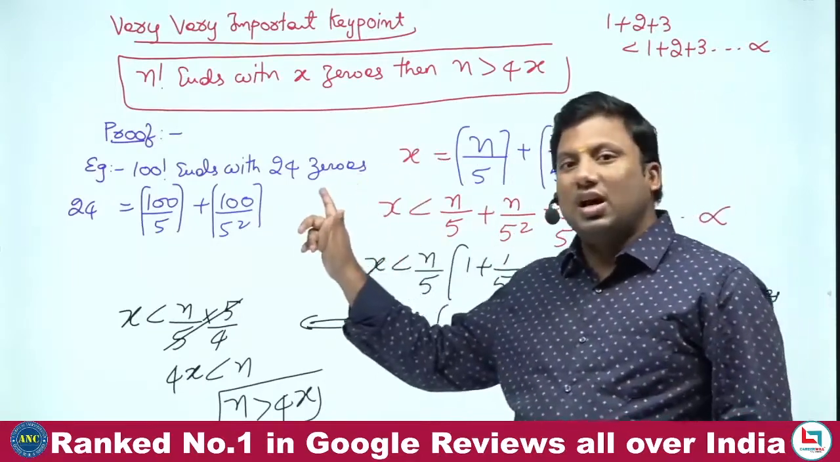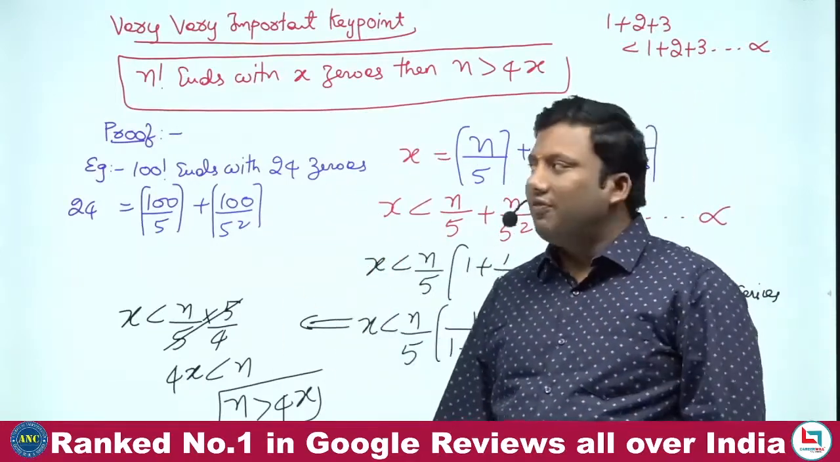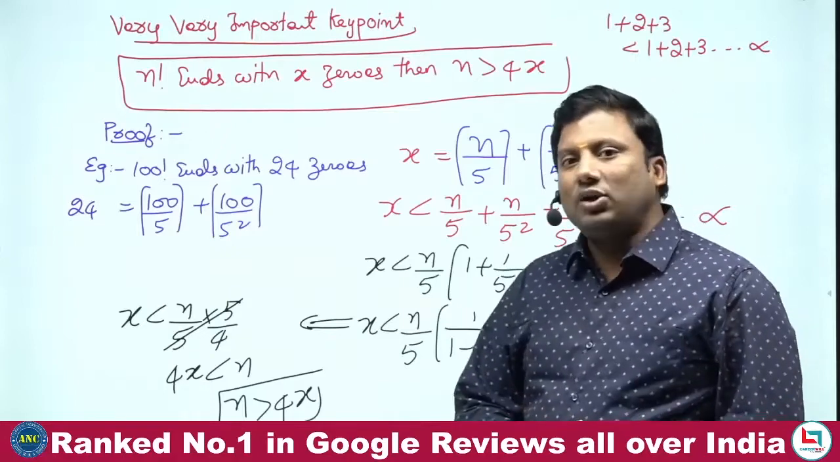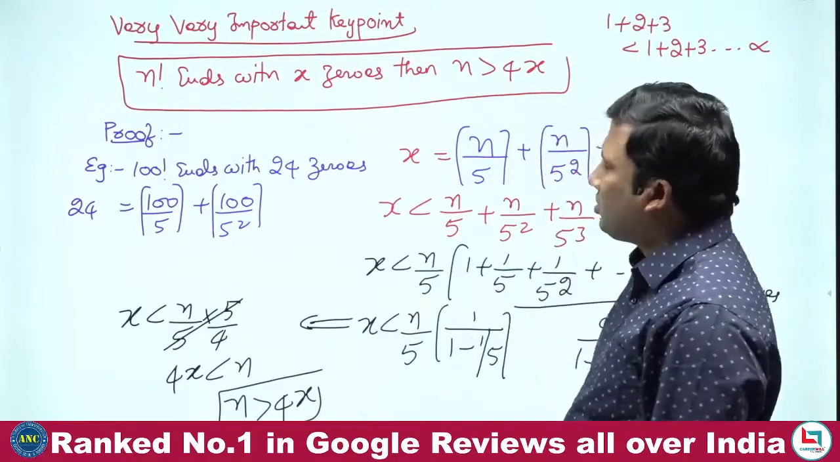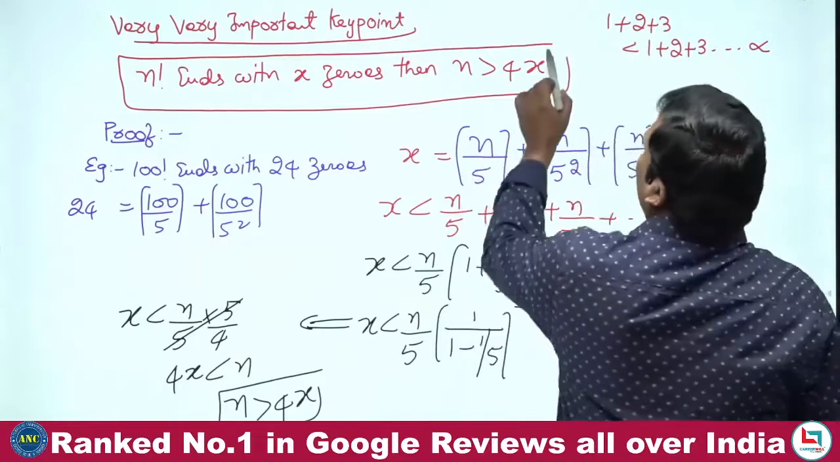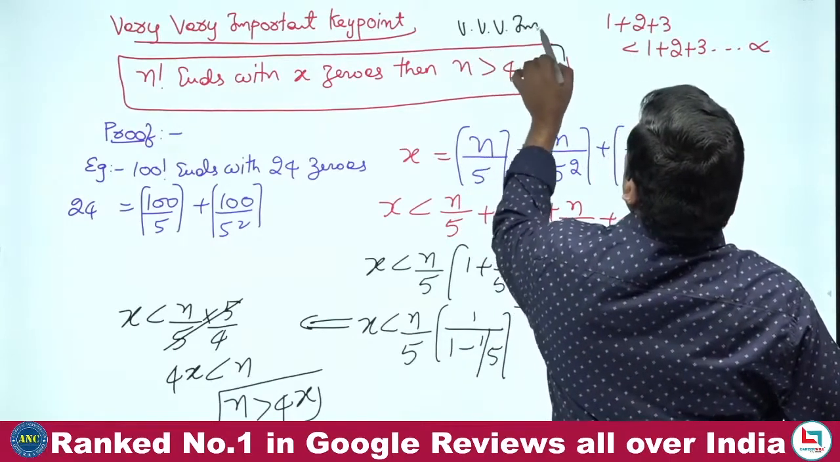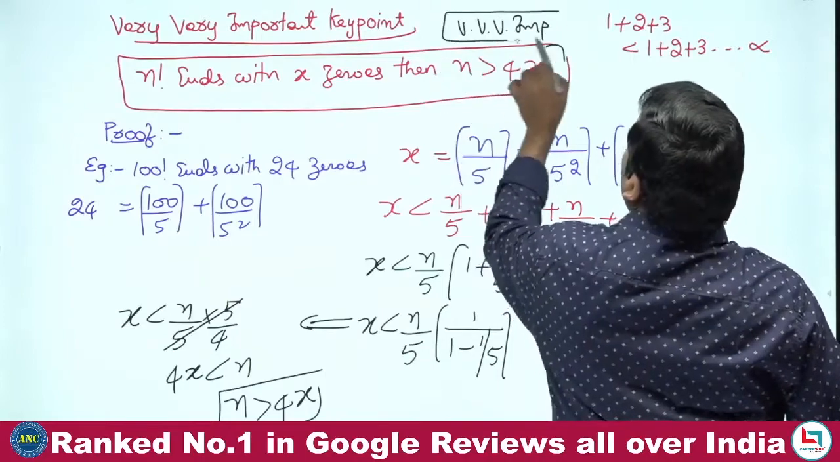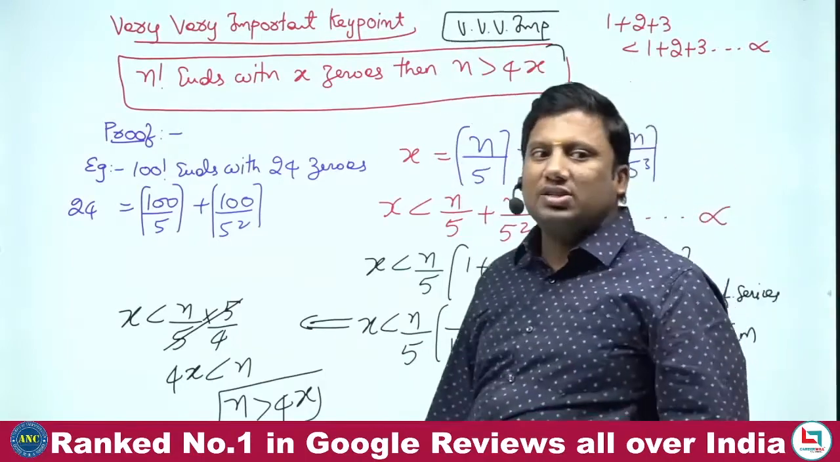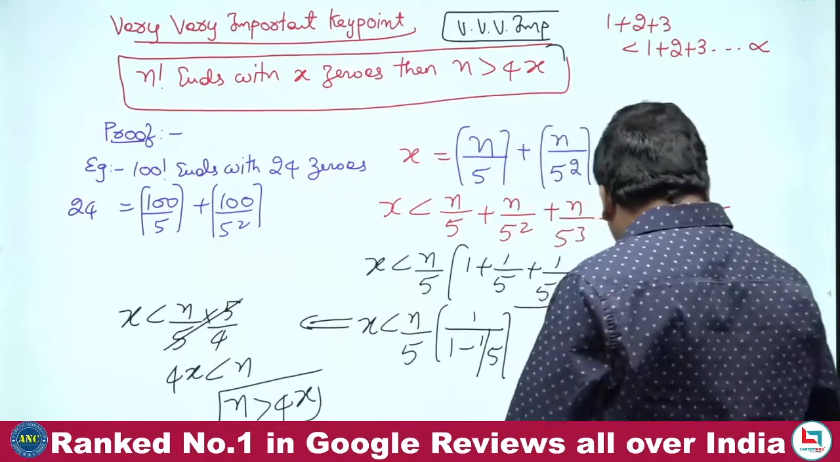By using this concept, let us solve a lot of very good questions. N factorial ends with x zeros, then n is greater than 4x. Very, very important key points, sir. Otherwise, you will waste a lot of time solving it. In the next two slides, let us solve some problems. First one.